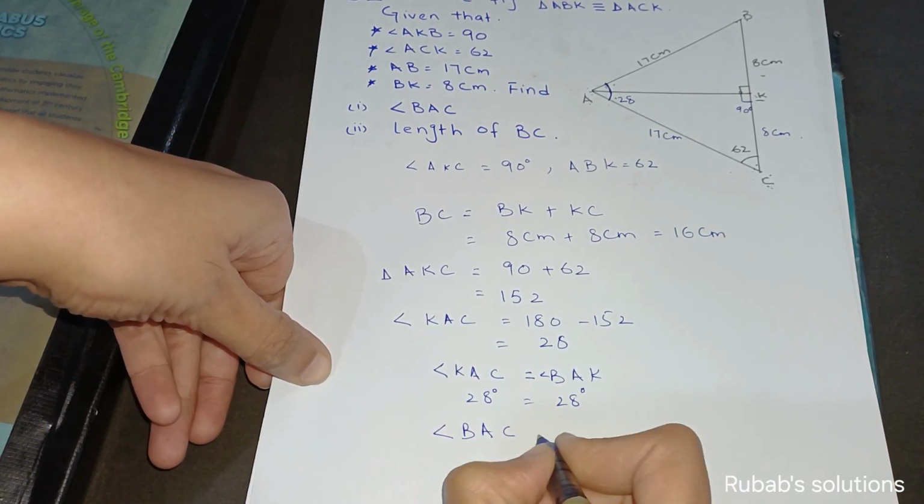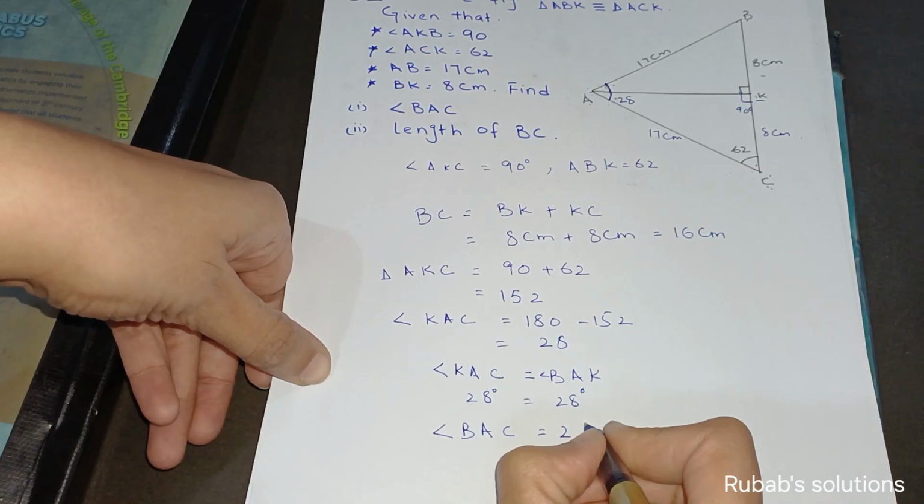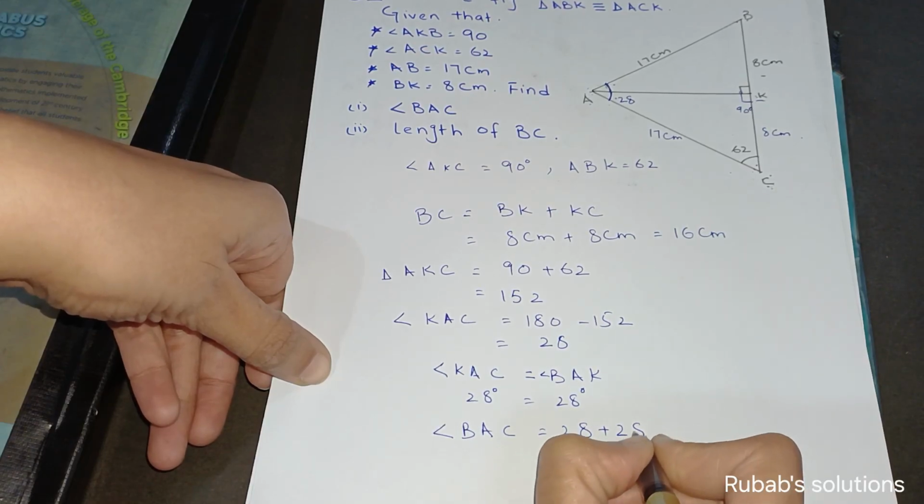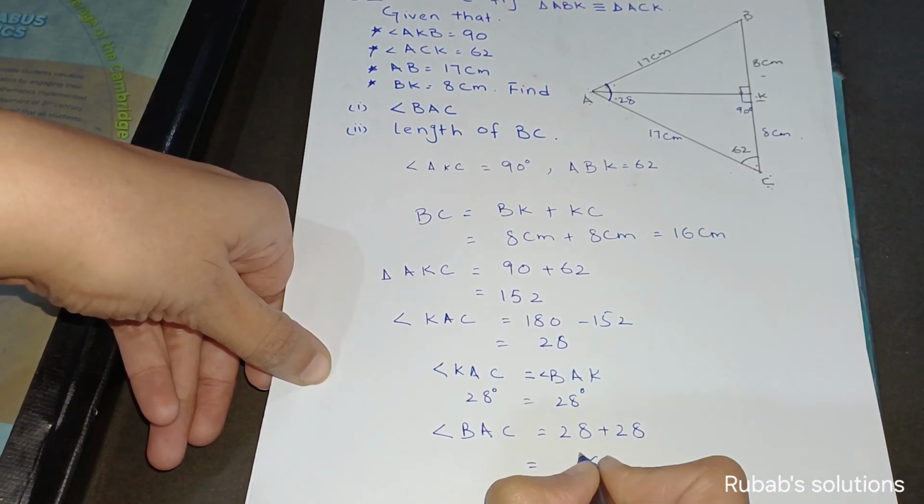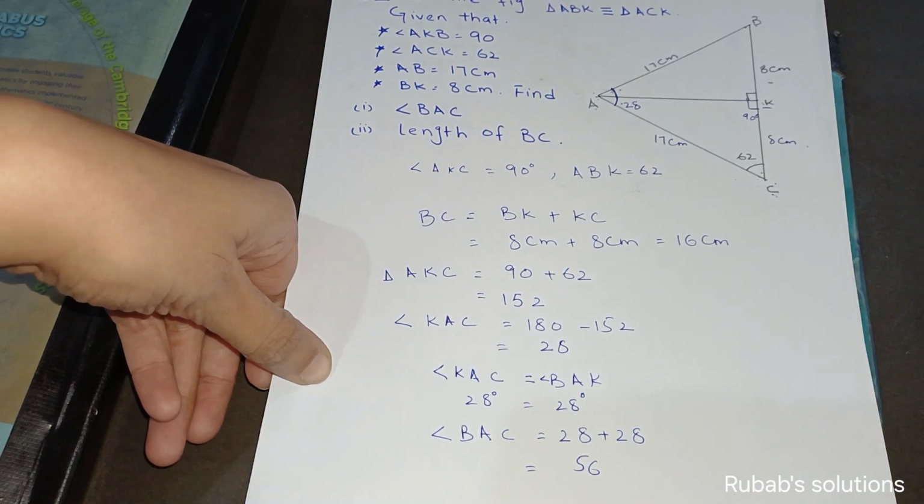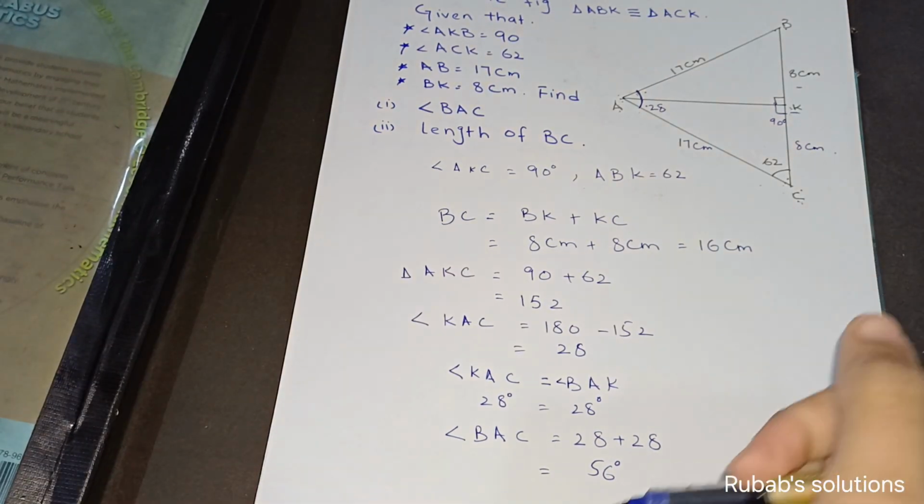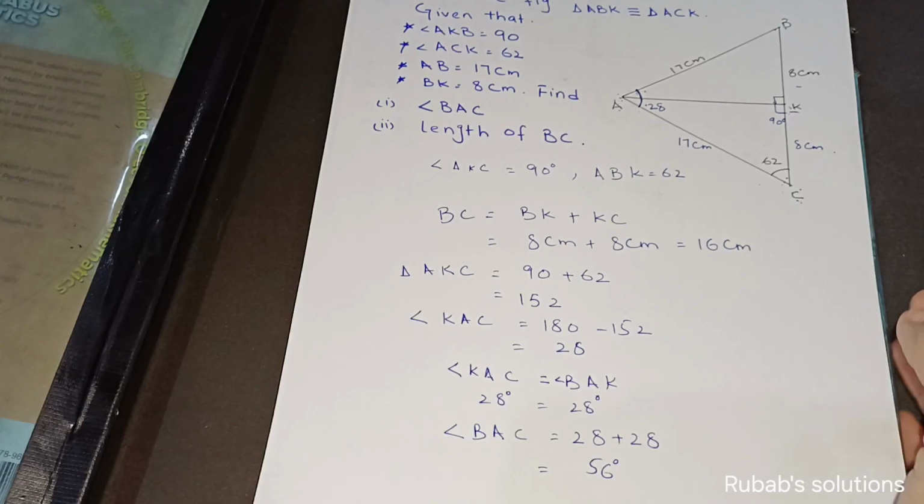BAC is a combination of these two angles. So 28 plus 28, and the answer is 56. So I got 56 as the answer. Hopefully the question is clear to you.